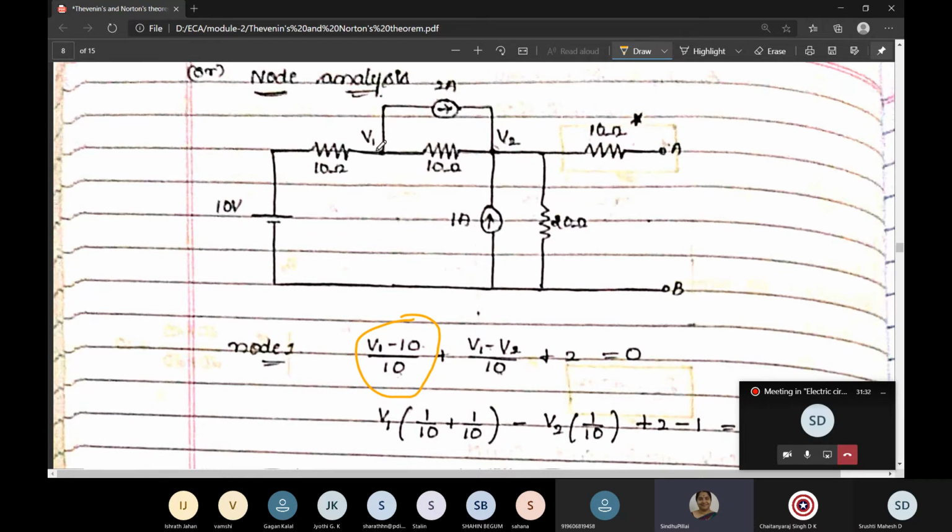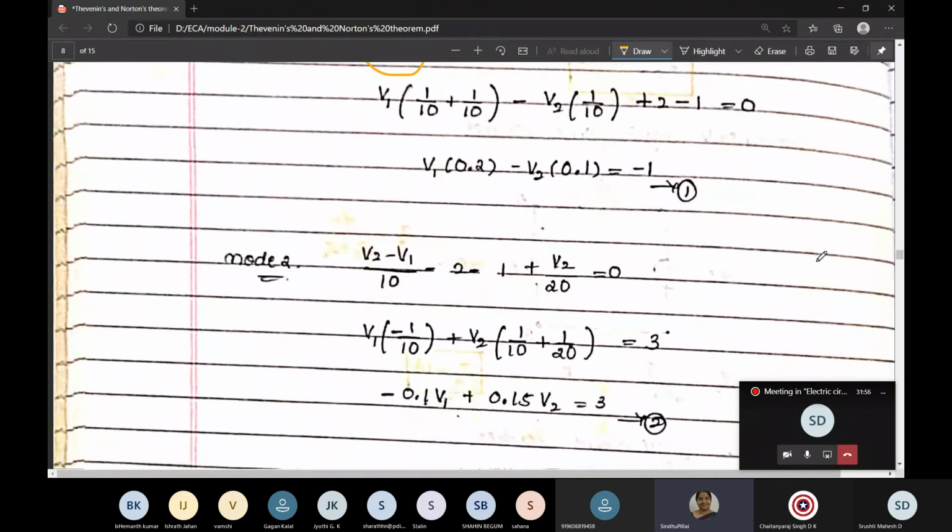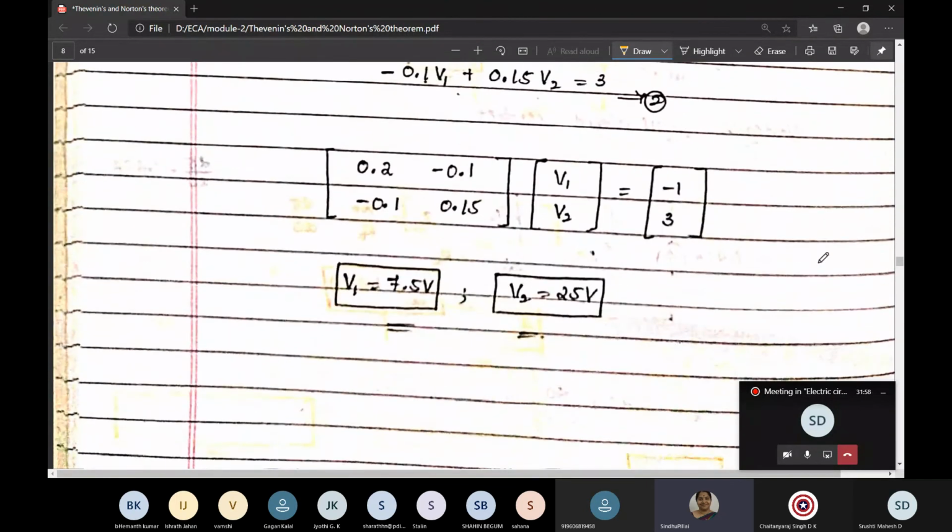So first we have to see at this node how many branches are there. There are 3 branches and there is one current source going away from the node. Okay, our assumption is it is positive, so we'll write plus 2. Just write the equations for both the nodes. Fine. This 10 ohm resistor, again there is nothing like to be considered. It is connected to this load terminal. Ignore it.